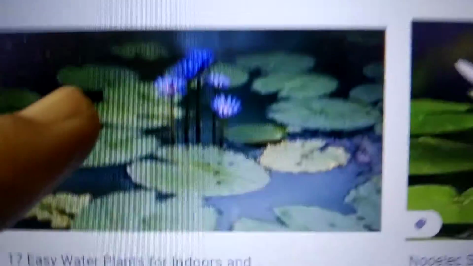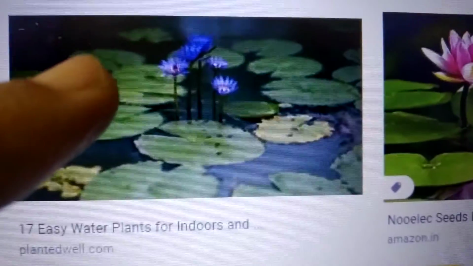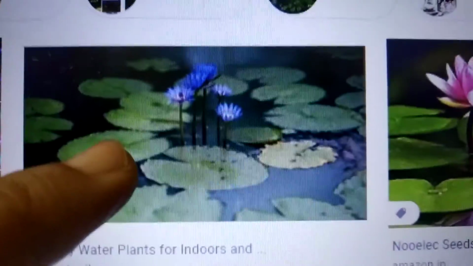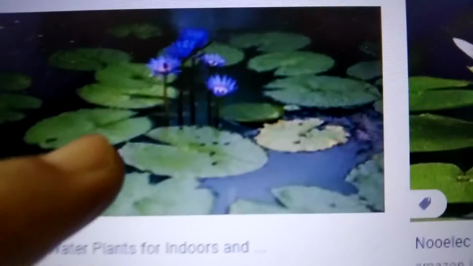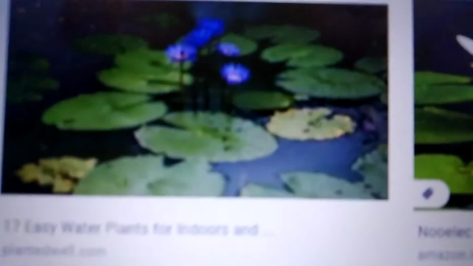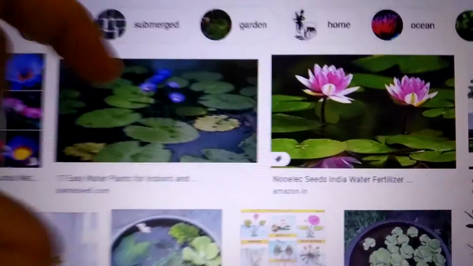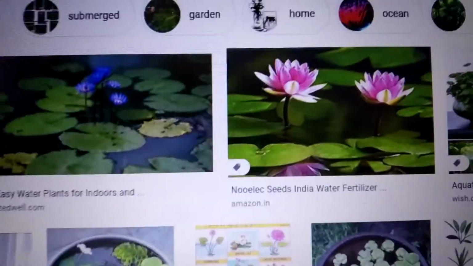Next picture, water lily. This also has a waxy coating to repel the water, and this also helps the flowers and leaves to float on the water. So roots will be fixed, children. You are observing, madam is saying that these also float in the water. These are fixed plants. No.